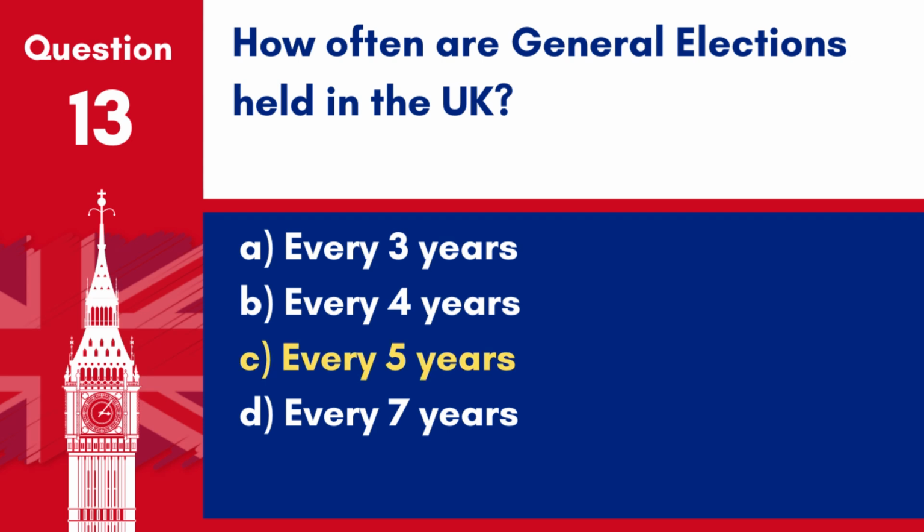Answer: C. Every 5 years. By law, general elections are held every 5 years to elect members of Parliament to the House of Commons.